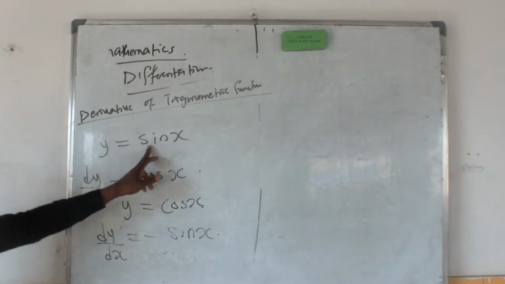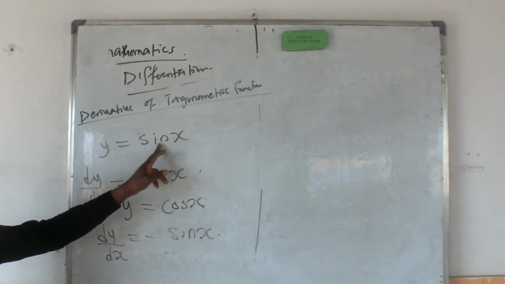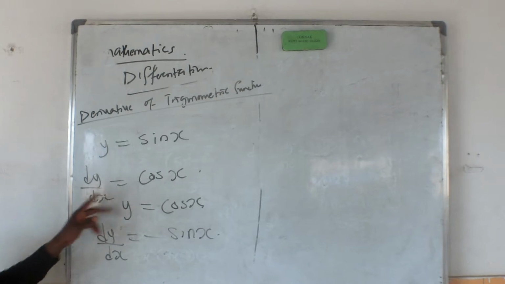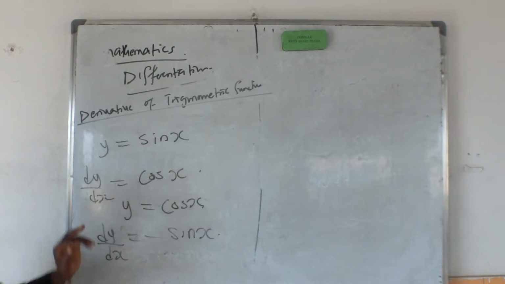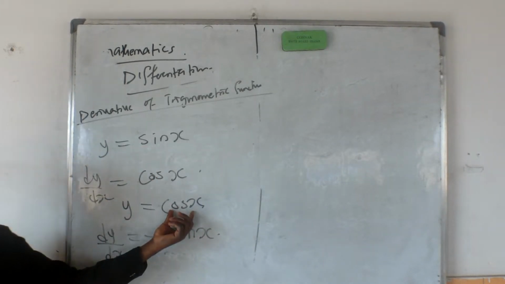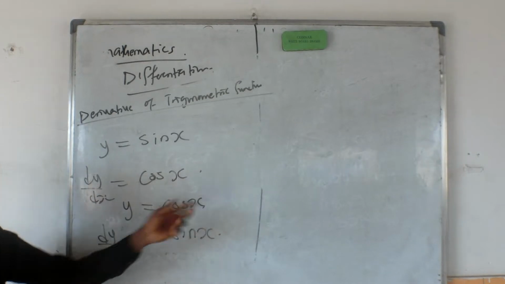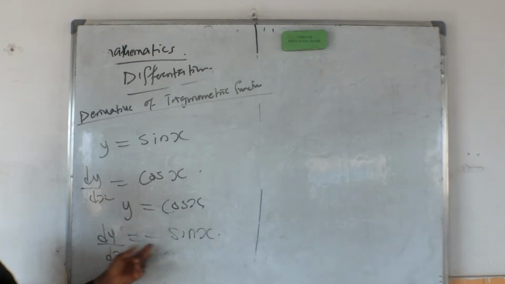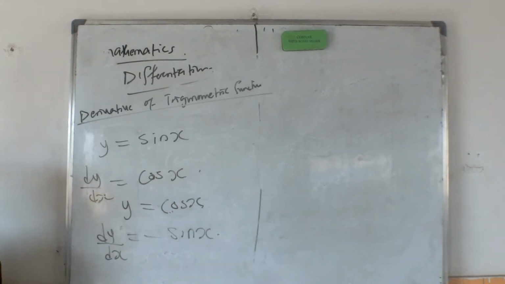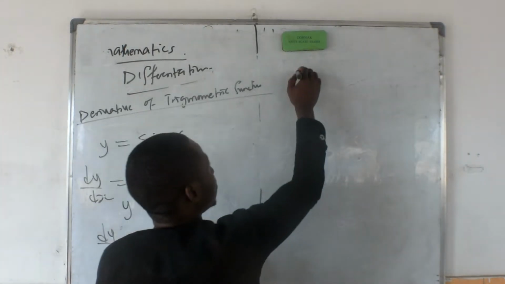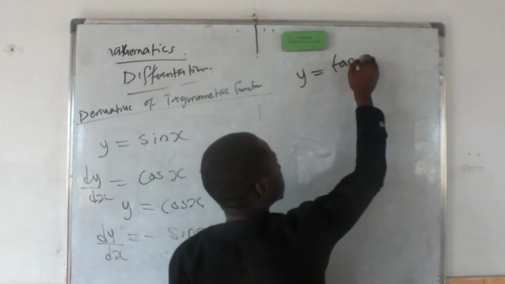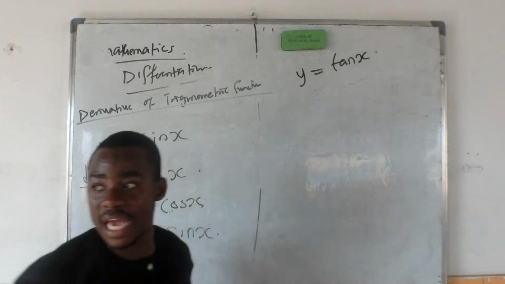Differentiating sine x, which is dy/dx, is given as cos x. If it is cos x, the derivative of it, dy/dx, we always give you minus sine x. What about if it is tan x? Y equals tan x. What will dy/dx of tan x be?